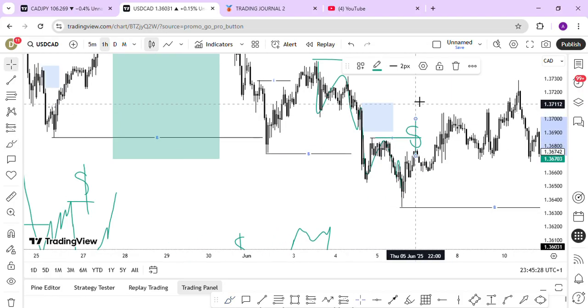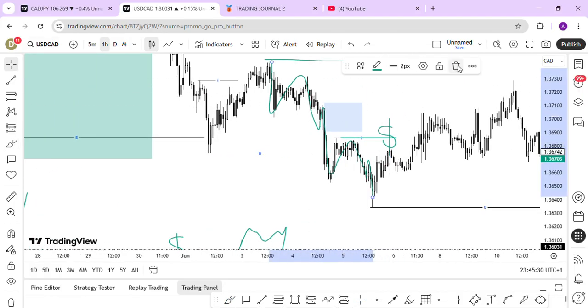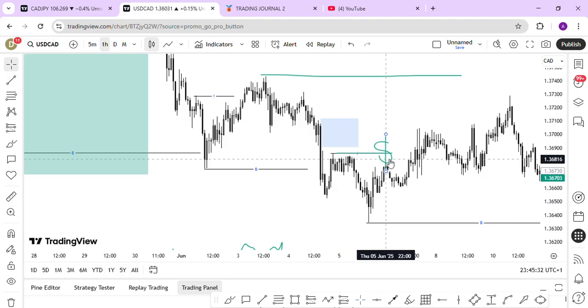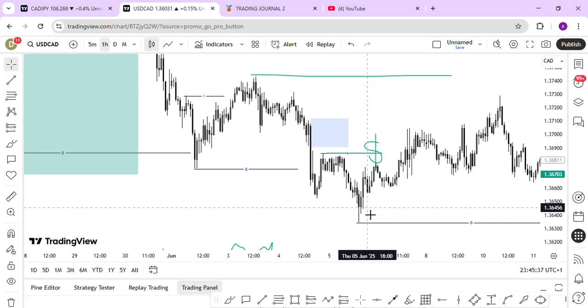So what must the market do? The market must respect and take out that level. So immediately the market took out this IDM. What are we supposed to do? Once the market, look at this.